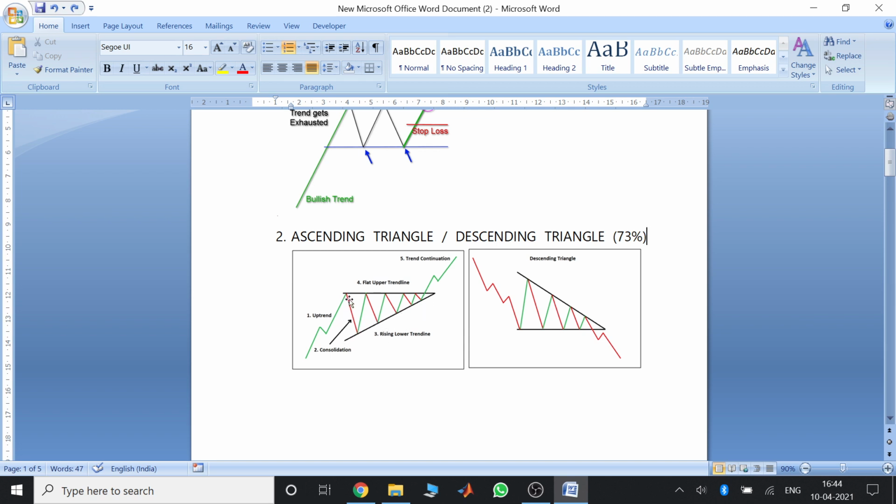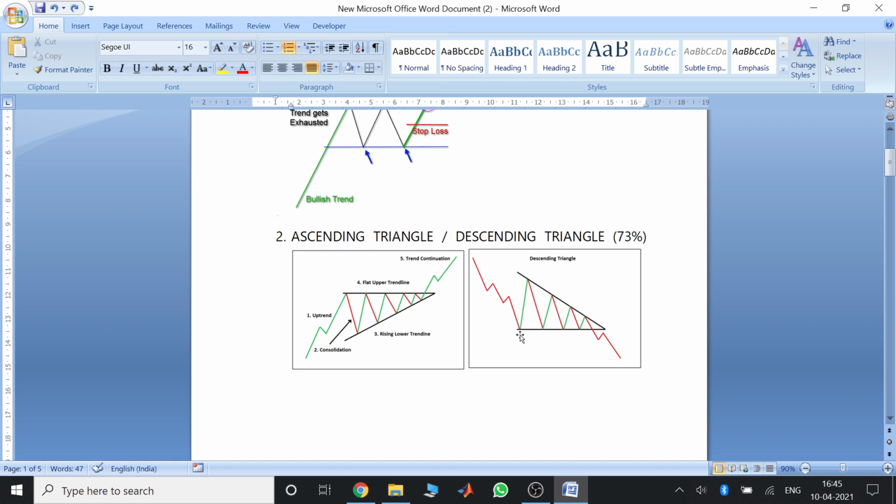So this indicates that the sellers in the first attempt are able to bring the price till here, and in the second attempt they're not able to bring the price till here, they're only able to bring the price till here, which indicates weakening selling pressure, and finally price breaks out. And once the price breaks out, the trend is continued, the uptrend is continued.